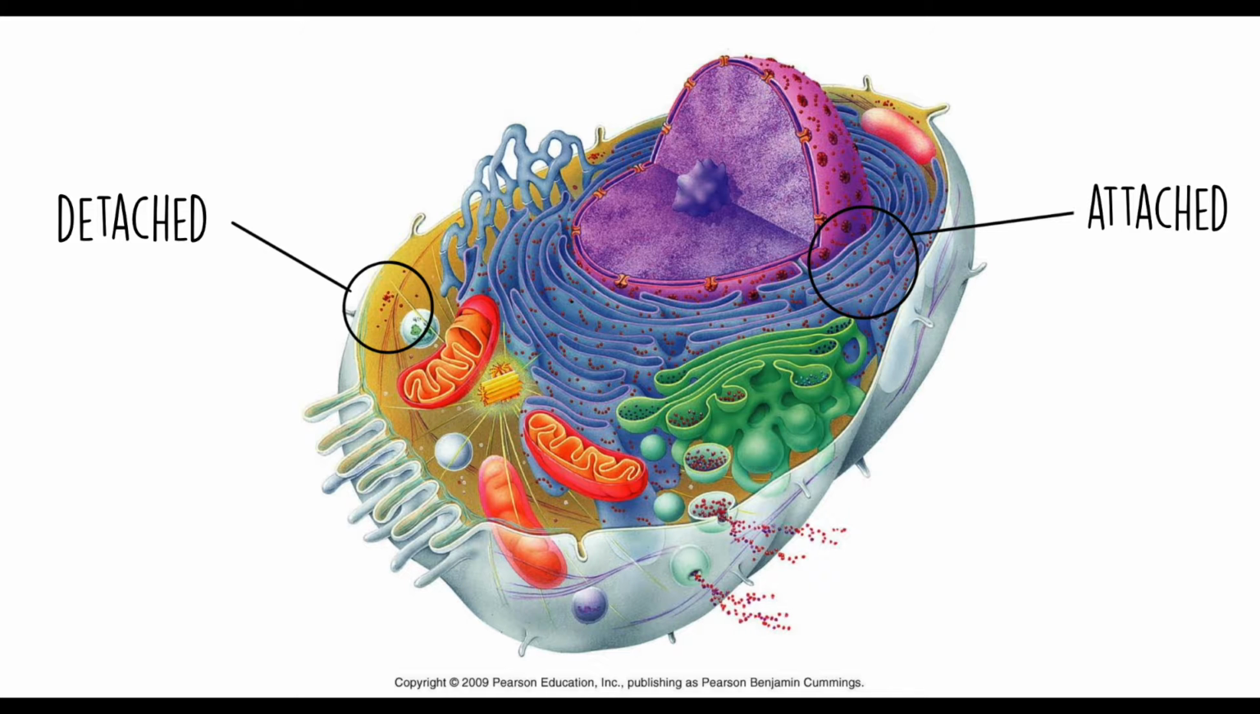Ribosomes are found in the cytoplasm. They can either be detached and free within the cytoplasm or can be attached to the endoplasmic reticulum, creating the rough endoplasmic reticulum. mRNA is usually read by the detached ribosomes.